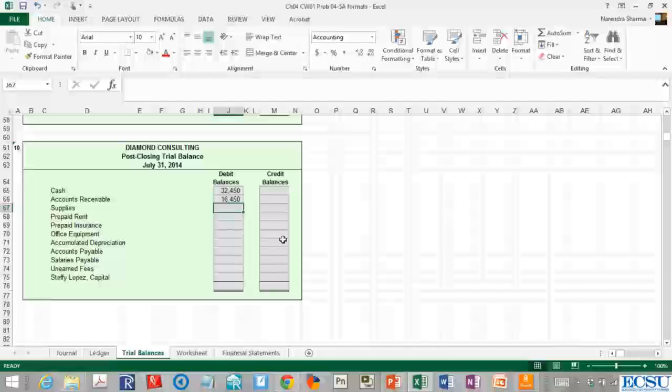So that's how we are going to put those 2,400 and 4,125. Office equipment is 14,000, and then accumulated depreciation is 750. 1,300 is the accounts payable. Salary payable is 175. Unearned fees was 2,750, and capital is 65,975. So that is all, and then the total is 70,950 and 70,950.